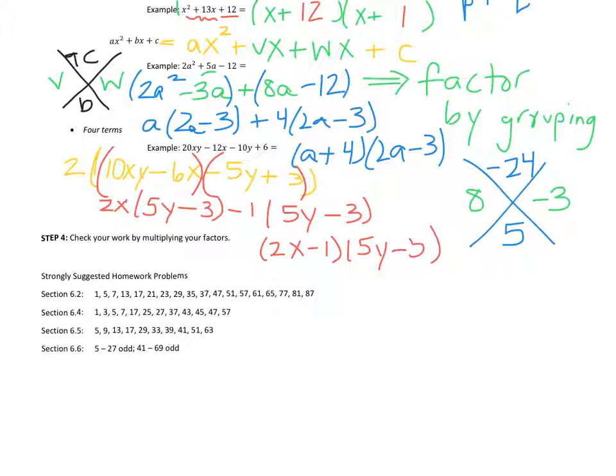Remember, I remind you in that first step, don't forget the original greatest common factor you pulled out. So we would want to write that 2 in there. And that would be your final answer. And then finally, we can always check our work, and it's very important to check your work, especially on an exam or a homework quiz, by multiplying your factors to make sure you get back to your original polynomial.